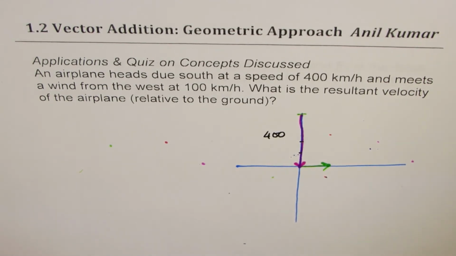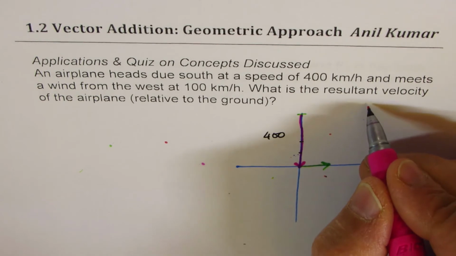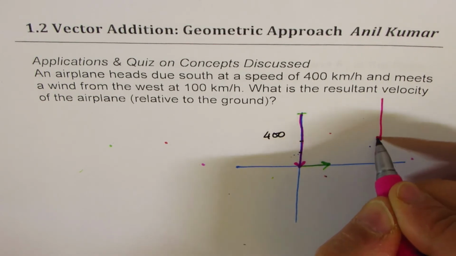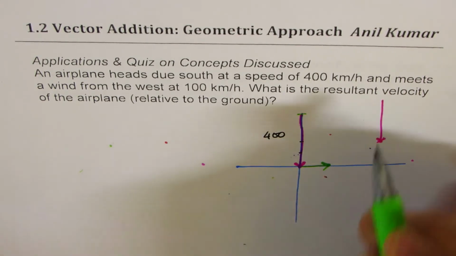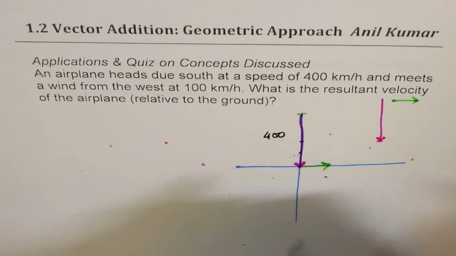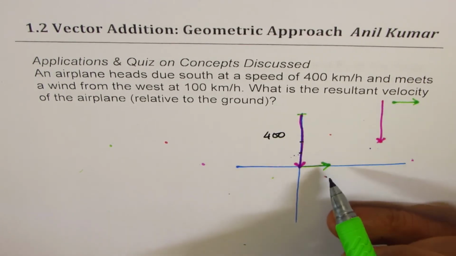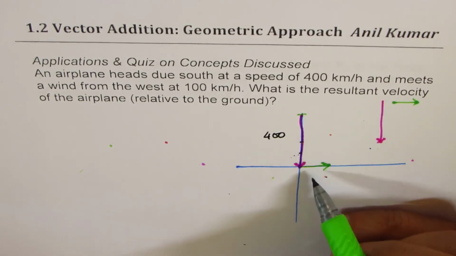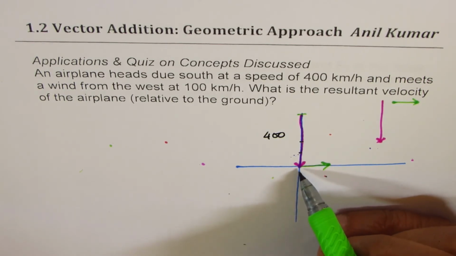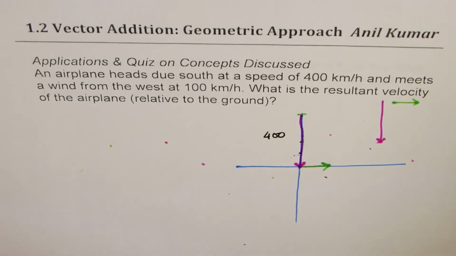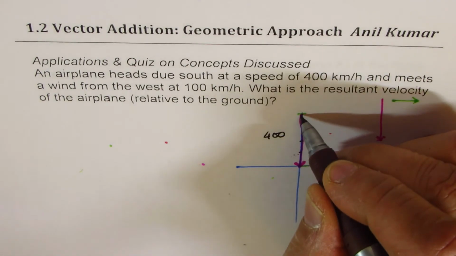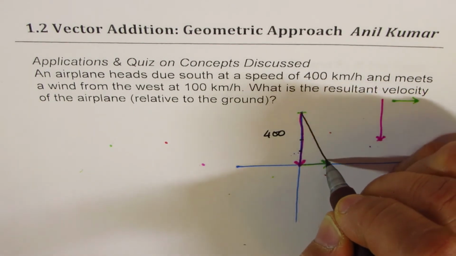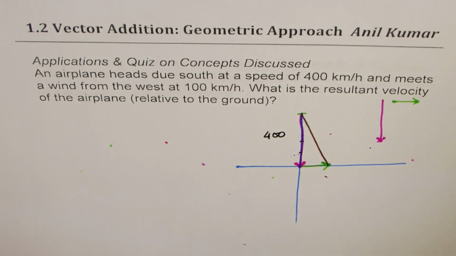So basically we started with two vectors. One, we are saying that this is the plane south and this is the wind from the west. When we have to add them, we place them so that the tail is on the head of the first one, right? So that is how you get it. And now the resultant will be from starting point to the end point. So that is how you have to sketch your diagram.